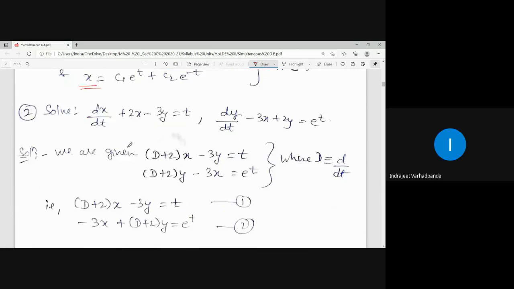Consider the second example. It is dx by dt plus 2x minus 3y is equal to t, and dy by dt minus 3x plus 2y is equal to e to the power t.